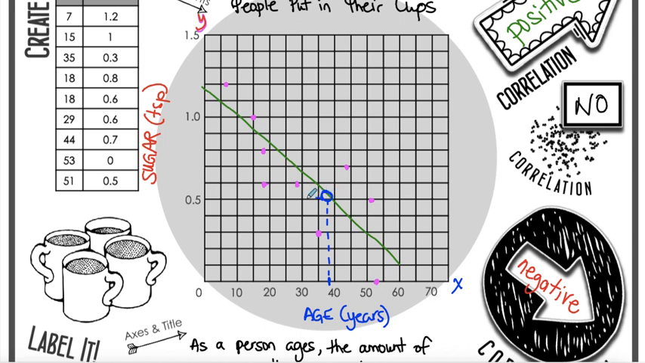And so I would estimate that someone who is 38 years old would probably have about 0.5 teaspoons, because if I follow this along to my sugar scale, it's about 0.5. It's a little bit higher, but it's closer to 0.5 than it is to 0.2 or to 1.1. So I can use that line of best fit to predict what someone might have that is not given to us in that table of values.